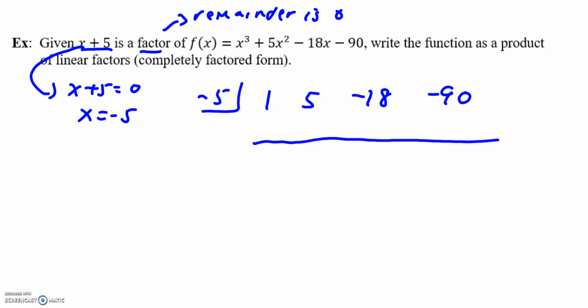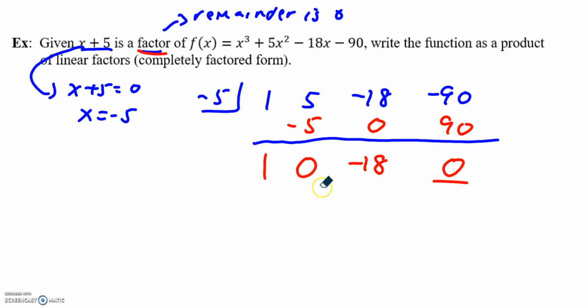So if I start the synthetic division process, I would carry down the 1, multiply diagonally, and get -5, combine down. -5 times 0 is 0, combine down. -5 times -18 is a positive 90, which means that I do have a remainder of 0 again, which makes sense because this is a factor.